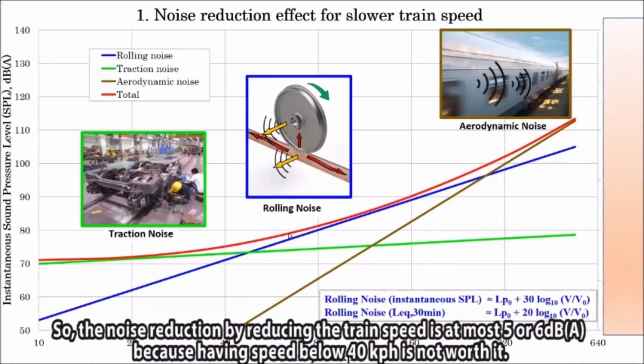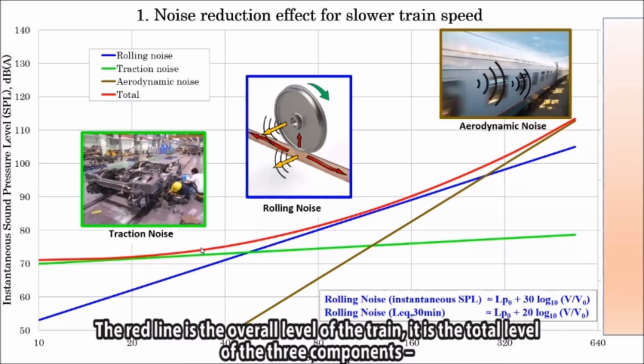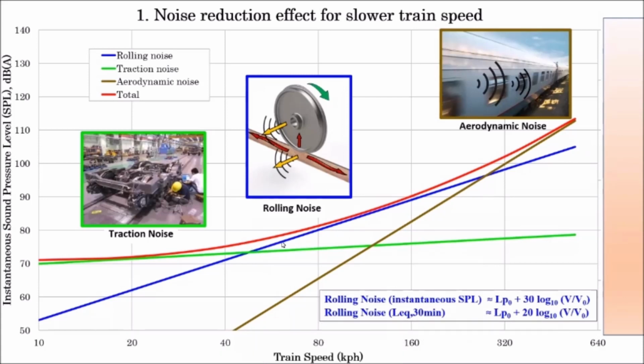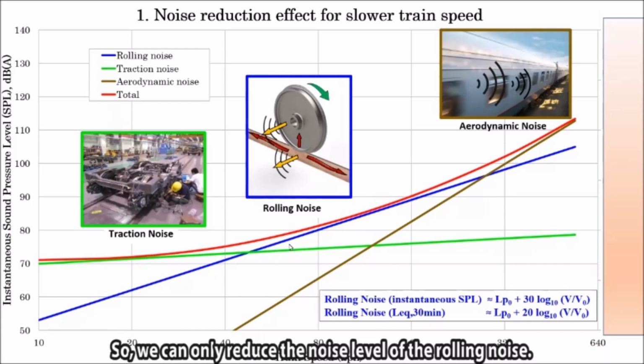By reducing the train speed, the noise reduction is at most 5 or 6 dB, because anything lower than 40 is not worth further reducing. Sorry, the red line is the overall noise level of the train. It is the total level of 3 components: the rolling noise, the traction noise or motor noise, and the aerodynamic noise. So we can only reduce the noise level of the rolling noise.